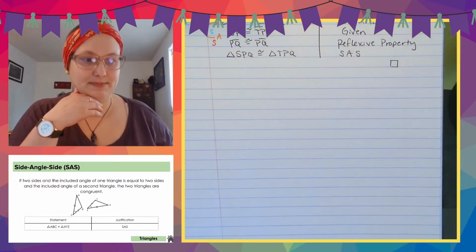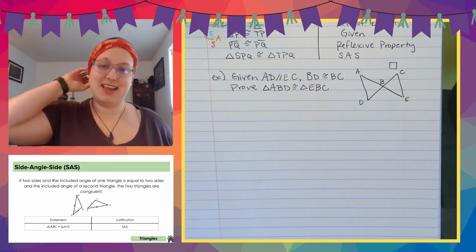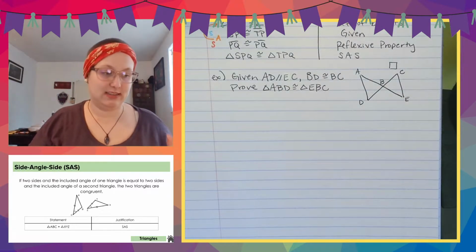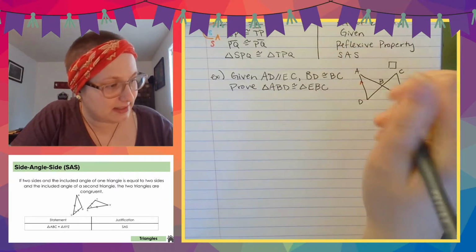All right, let's do another one. Let me pause this so I can write it. Pause so you can write it now. All right, so we're given some certain things here. We're given that AD right here is parallel to EC.